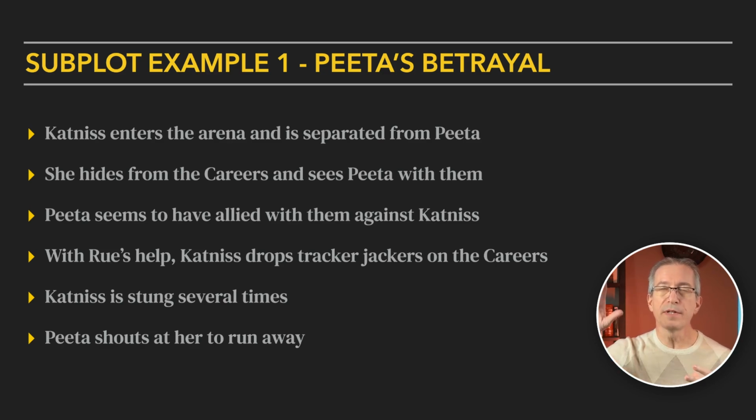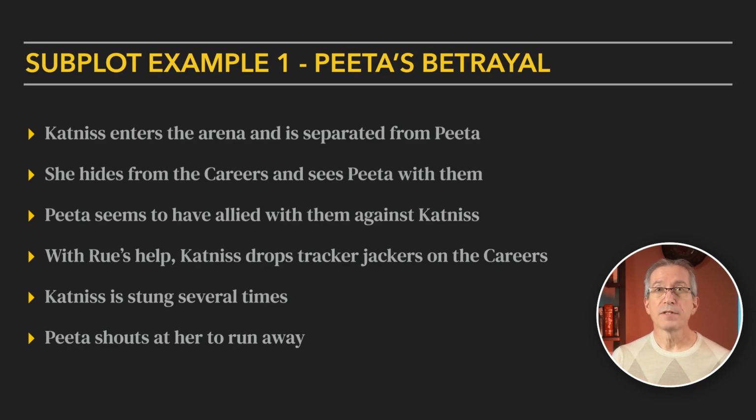And so Rue is hiding in the trees, and she points to it, and Katniss understands that she could cut it down, and these highly poisonous hornets could attack the careers below. And so that's what Katniss does. She cuts it down. She gets stung along the way, but the hornet's nest drops, and it kills, I think, at least one of the careers. I think the other ones are stung and hurt.